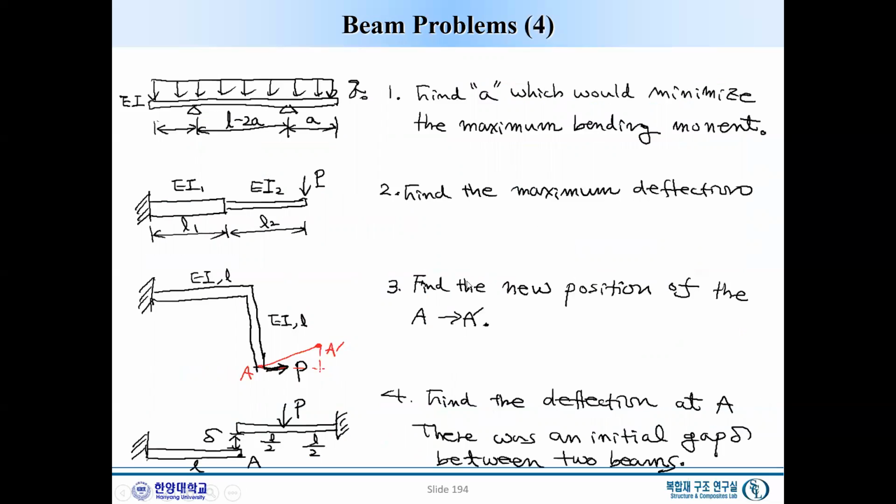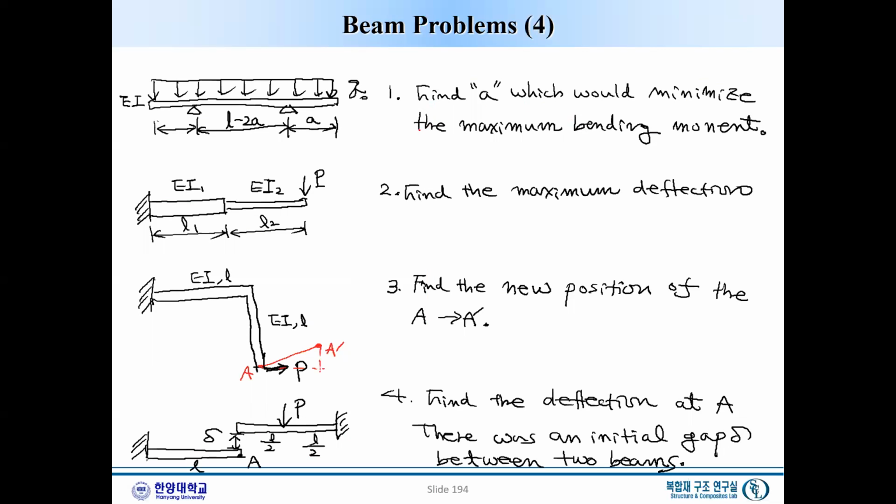Now I would like to introduce 4 different beam problems, and I highly recommend you to think about them. I will just define the problem, and then I will complete today's class. But I want you to try to solve them yourself for one day, and then tomorrow in class we will solve them one by one. So I will just describe the problems.